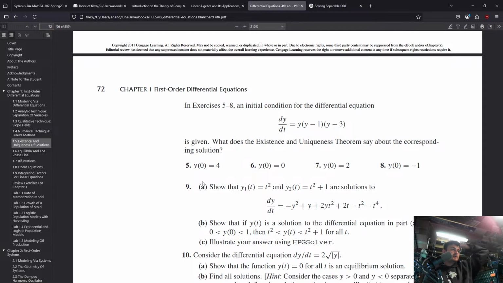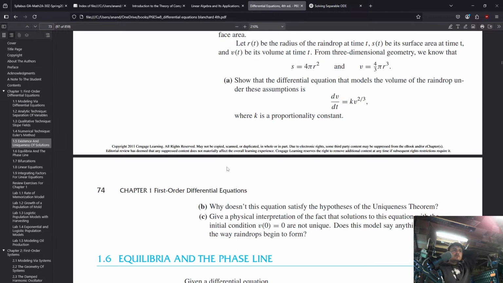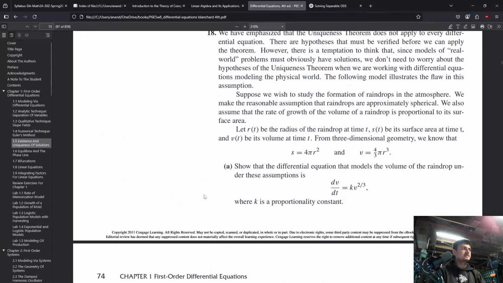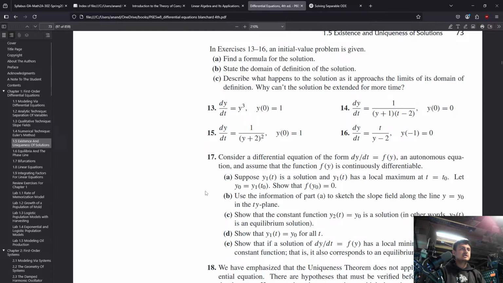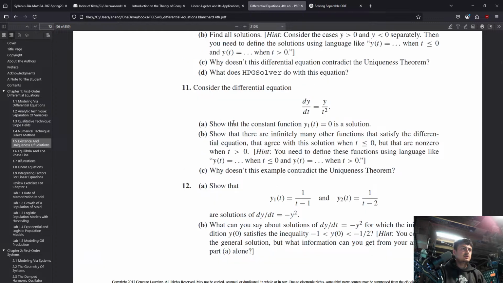All right. Number 9. Let's see how many are on this one, because we need to do 1.6 and we need to do 1.7 today and tomorrow, and then I have so much homework.